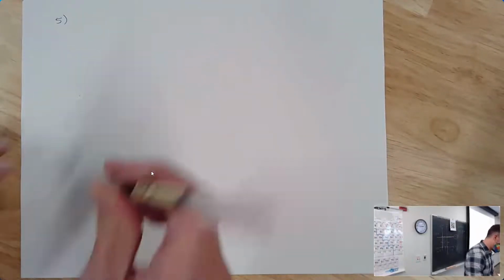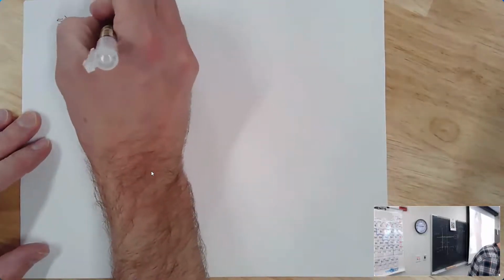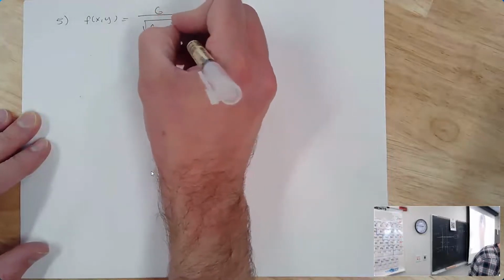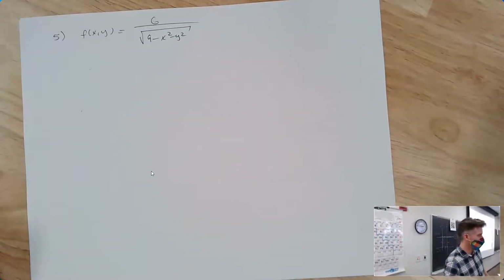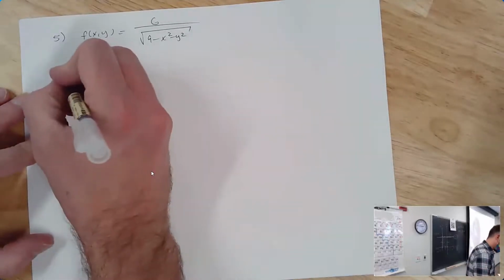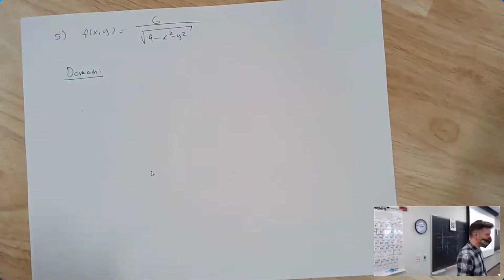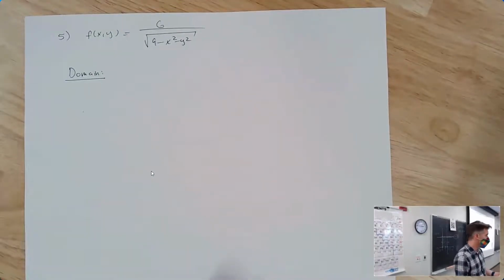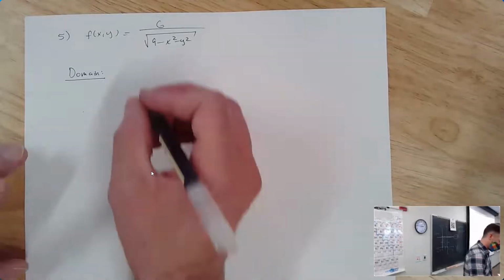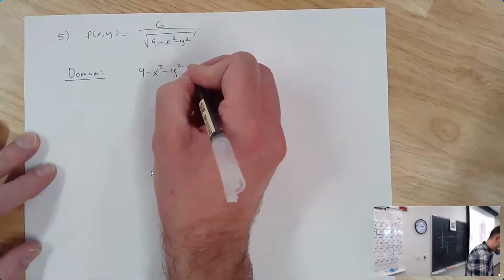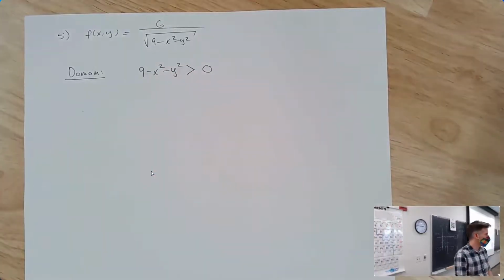Find the domain and range of f of x, y equal to 6 over the square root of 9 minus x squared minus y squared. Also describe the level curves. So domain. I see a denominator. I see a square root. I know I can't divide by 0. I know I can't take the square root of a negative. So what I need is for that stuff inside the square root that's also in the denominator to be strictly greater than 0. If it was just the square root in the numerator, I'd take it to be greater than or equal to 0, but it's not.